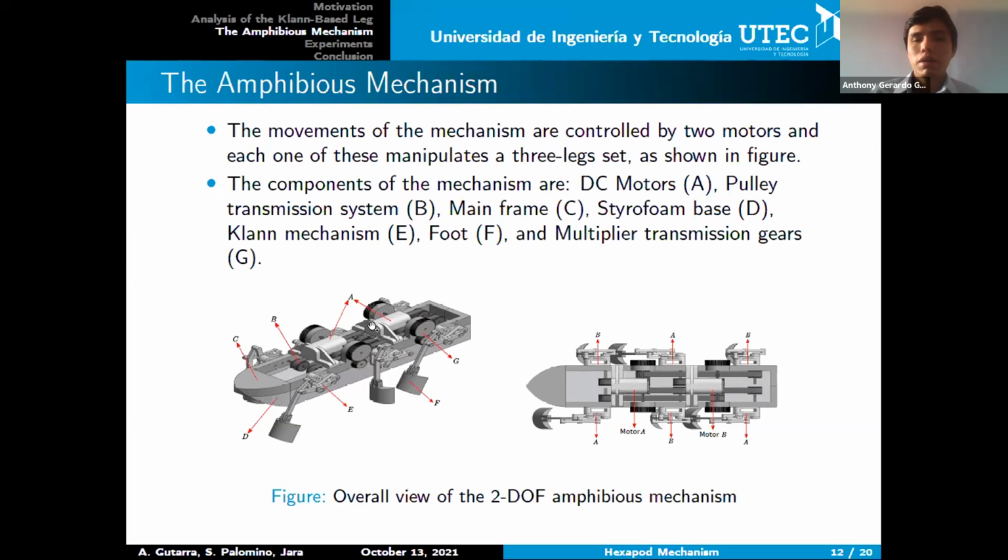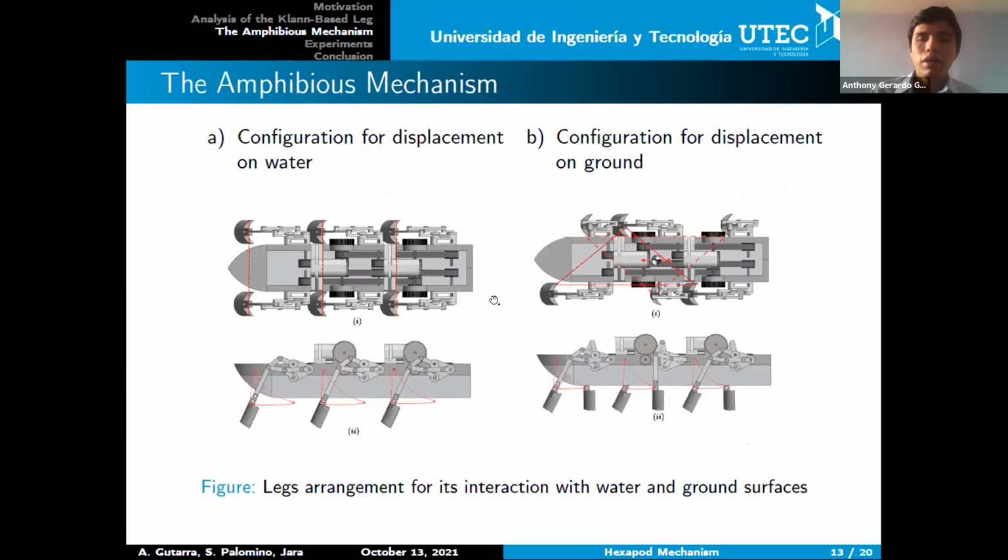The components of the mechanism are DC motors, a pulley transmission system, a main frame, a styrofoam base, a crank mechanism for each leg, also a foot for each leg, and multiplier transmission gears. Two configurations exist for the displacement of the mechanism on different surfaces. For displacement on water, there is no phase difference between the angular position of the 6 legs, as we can see here in this image. This arrangement is proposed to achieve maximum drag effect of the mechanism on the water surface, and it was experimentally determined.